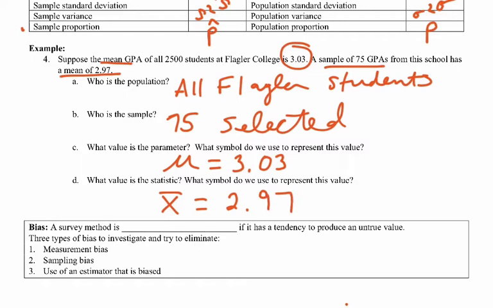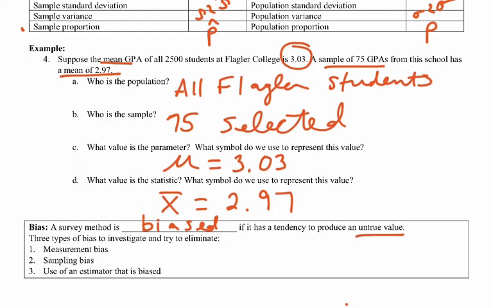Okay? So bias, we're going to hear that term come up once in a while in this next unit. Bias happens when a survey method is biased. We say it's biased if it has a tendency to produce an untrue value. There's a lot of different reasons a survey can be biased, and if you ever take a higher level course in research methods, you'll talk about lots of different types of bias that researchers have to consider. But there's really just two we're going to talk about in this unit.